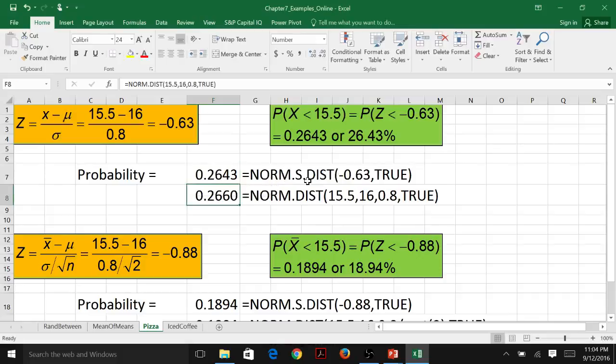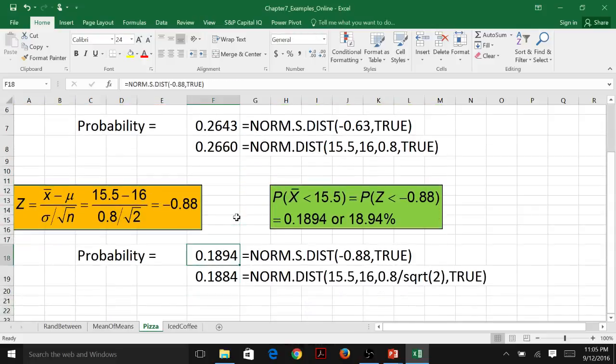You get 26.4. Now, there's some rounding error there because of this 0.63. It has a lot more digits behind it. More precision allows us to use norm.dist. You put in what your sample would be, population mean, sigma, true. You get 26.6. There's a 26.6% chance you could draw one pizza and it be 15.5 or less. Again, this doesn't have to be less. It could be less than or equal to. It doesn't matter. It's a continuous distribution because it's assumed normal.